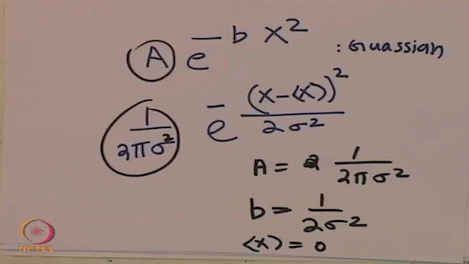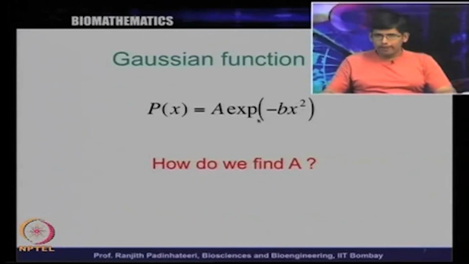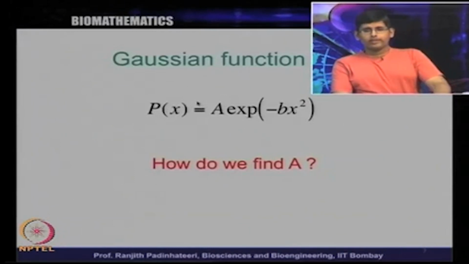Okay, so let us start with the simplest case. The simplest question is, if you have a Gaussian function p of x is a e power minus b x square, how do we find a? This is the function of normal distribution. If you plot this function, you will get the normal distribution, a bell shaped curve. Now, from this, how do we find a?